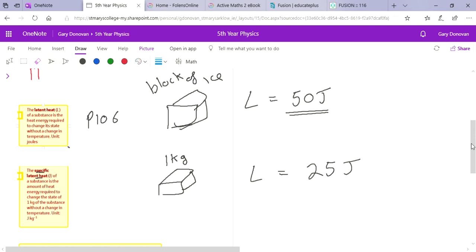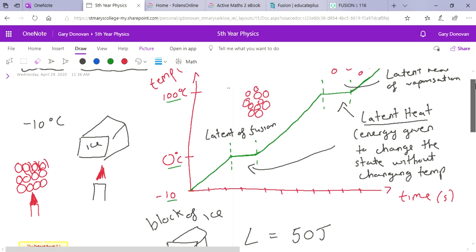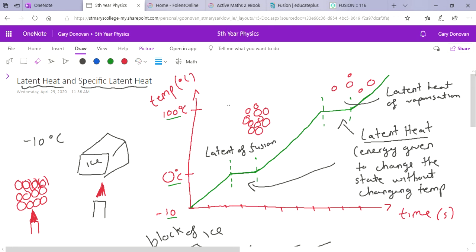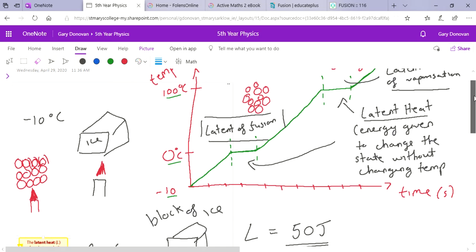Because you know that it's 25 joules for 1 kg, you can scale it up, and say, well, for 2 kg, how much energy would I need? For 3 kg, how much energy would I need? And so on. Now, as I said, there are different latent heats, or different amounts of energy required, depending on whether you're going from ice to water or water to steam, because you're breaking different strength bonds. The bonds are stronger in ice than they are in water.